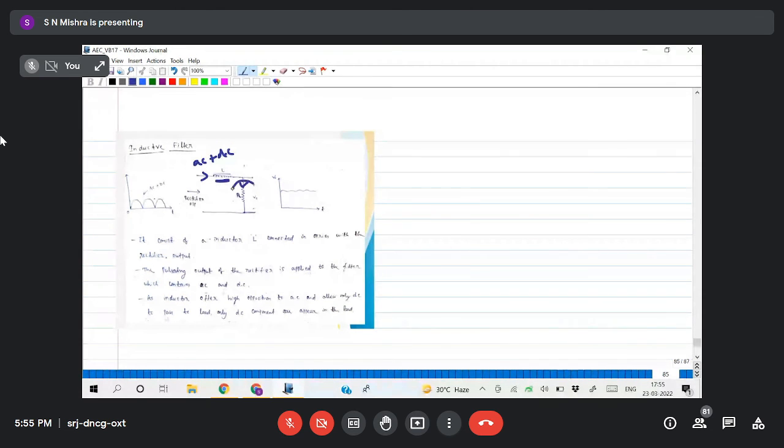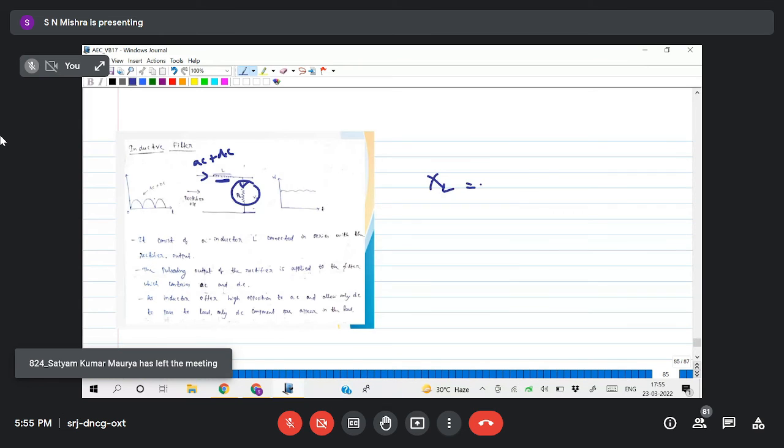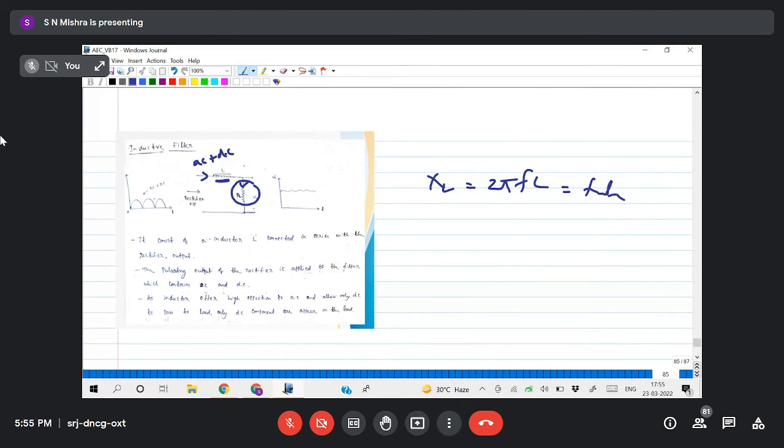So DC will pass here means we'll get some voltage here. But remember, it is not fully blocking the AC. Fully blocking means it would have to provide infinite impedance. XL equals 2 pi FL, so it is finite. So somewhat AC is blocked and a small portion of AC is still going to the load. That's why the ripple is somewhat reduced, but it is not perfect.